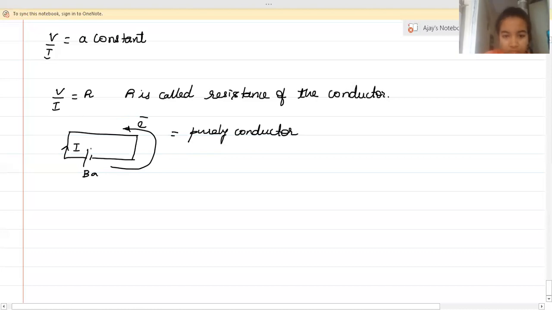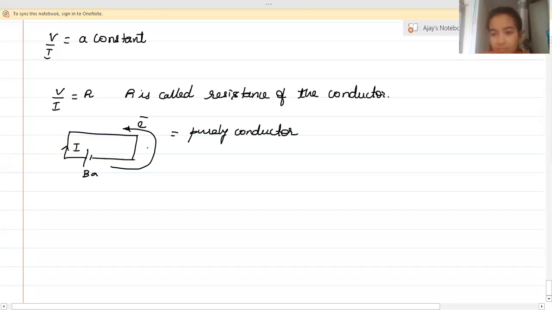it has to allow all the charges. Whatever charges are coming from the battery, it has to allow all of them. So there should be no kind of blockage or opposition. But on this earth, no conductor is pure. There is no conductor which allows all the electrons to flow through it. There is some property of the conductor which opposes the flow of charges. That property is called the resistance of the conductor.